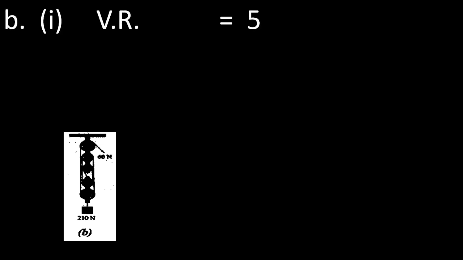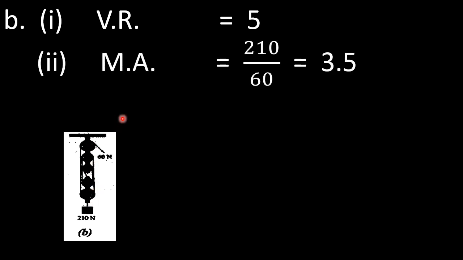For the second part, velocity ratio is equal to 5. Why 5? You simply count the number of sections of the string. So here you have 1, 2, 3, 4, and 5. You don't count this one here. This one is not supporting the weight down there. But these 5 are the ones that we are interested in. So velocity ratio is going to be 5, or simply count the number of wheels.